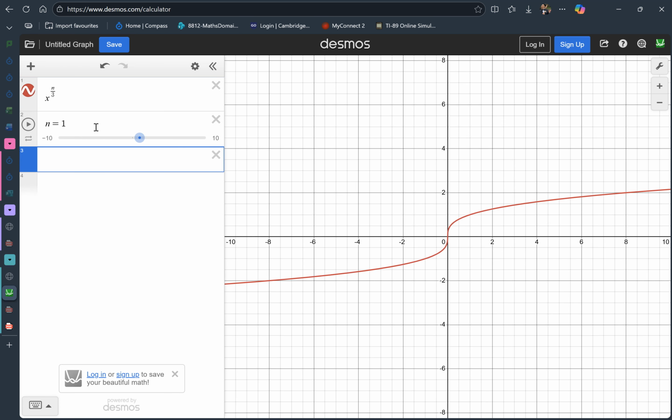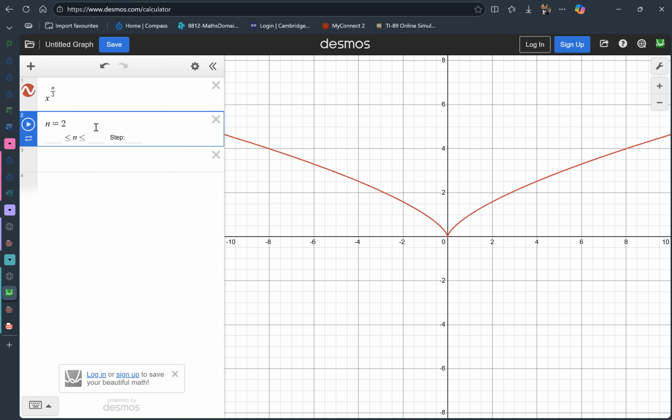Slider n. So if I had n as 1, it just becomes x to the power of a third. That's a root function. That's just the inverse of the cube, so it looks like an S. Very cool. Easy to remember. Well, watch what happens when I start increasing it to 2, then 3, then 4, then 5, then 6, 7, 8, 9, 10, right? So when I go to 2, we get this symmetrical shape.